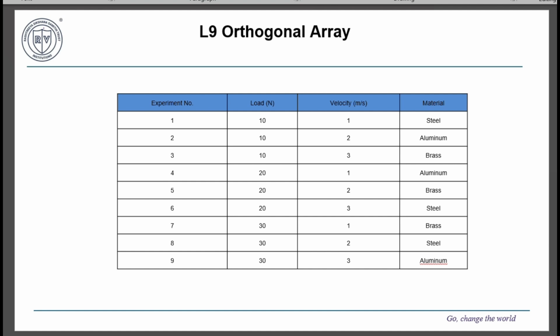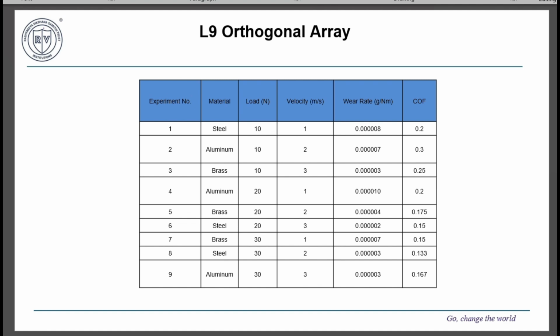This is the orthogonal array. This is an example of an orthogonal array. This is the detailed orthogonal array of my experiment. Here, all types of combinations are done and randomized.